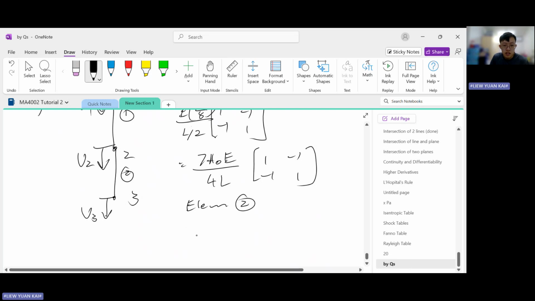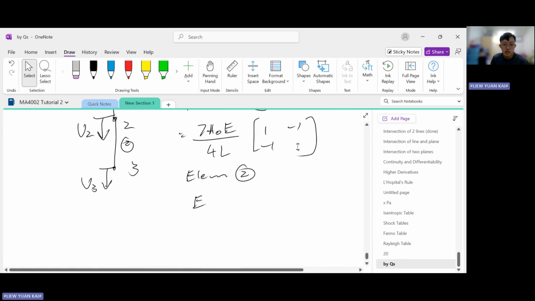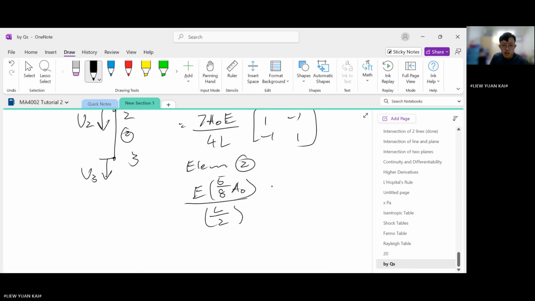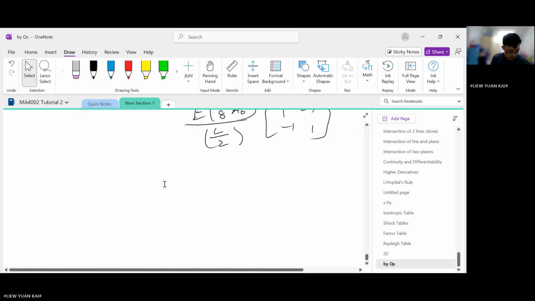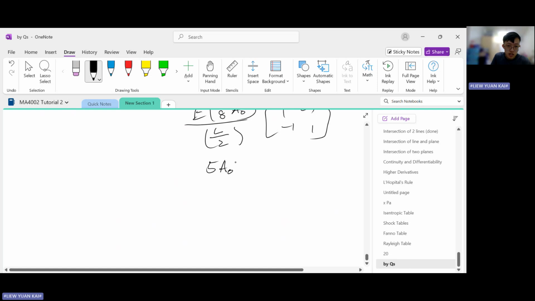So element 2, again, the Young's modulus, the cross-section area this time is 5 over 8. Yeah, 5 over 8 A naught. This times 5 over 8 A naught, divided by, again, L over 2. Then 1 minus 1 minus 1, 1. If you calculate this, you should get 5A naught E over 4L.